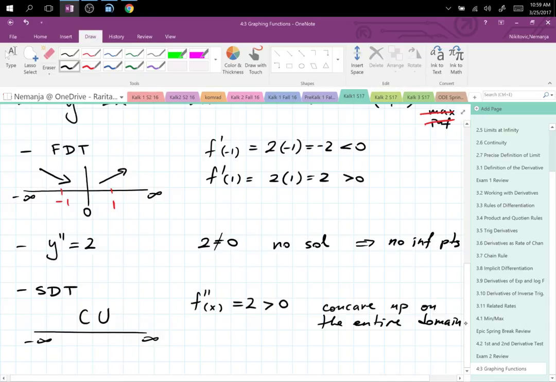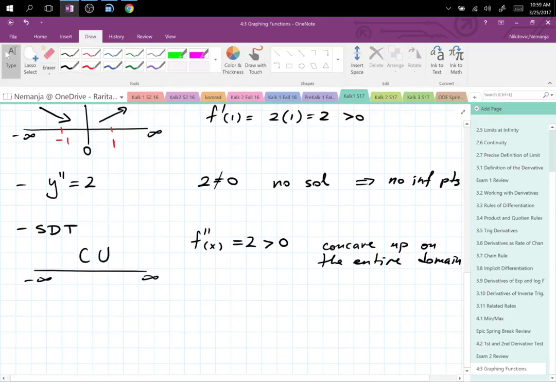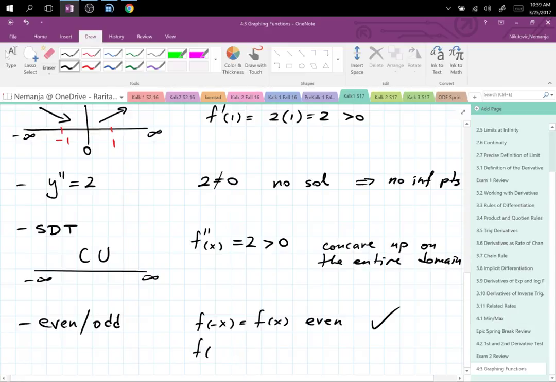Now, additional calculations could also be thinking about even and odd functions, where we can actually check if this function is even or odd by utilizing those formulas. If the function exhibits this property, it's even, which in this case is true. If the function exhibits this property when you plug everything in, it's odd, in which case this is not happening. So you can do that.